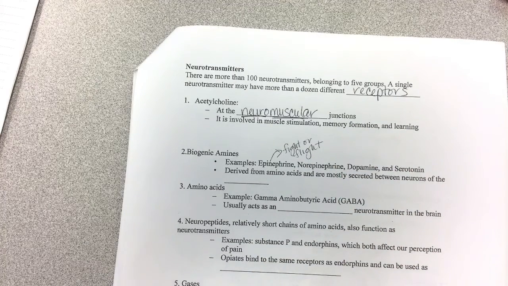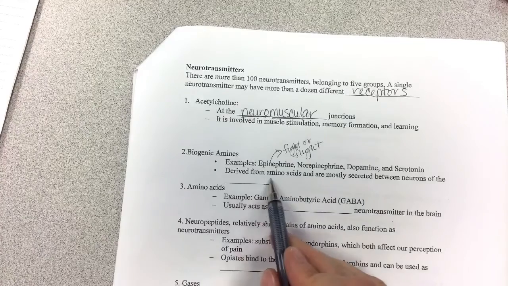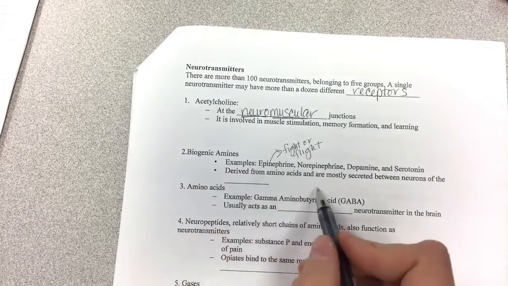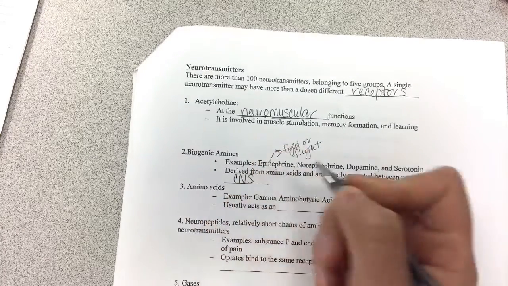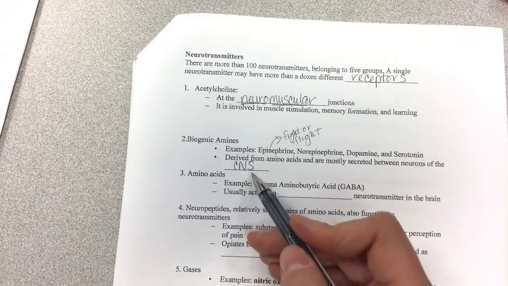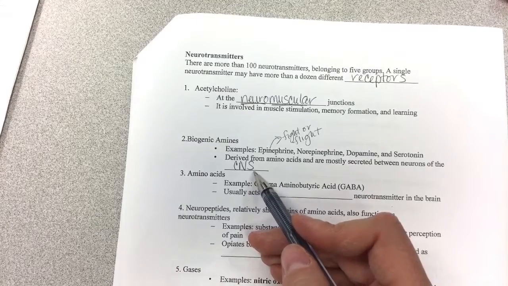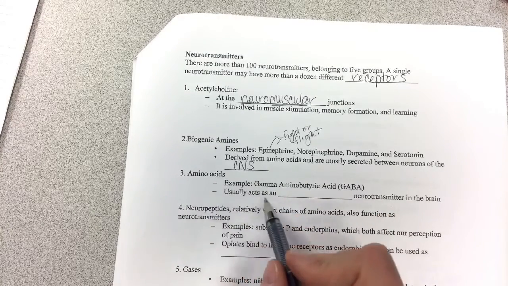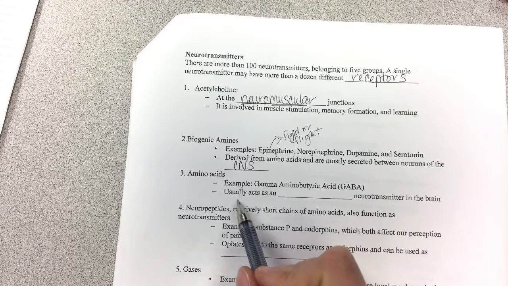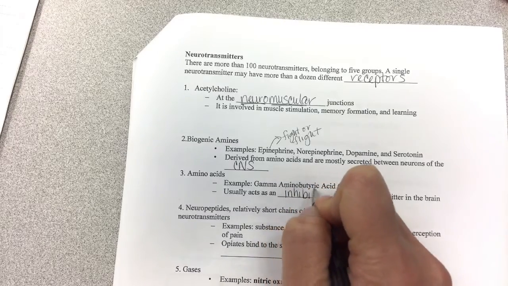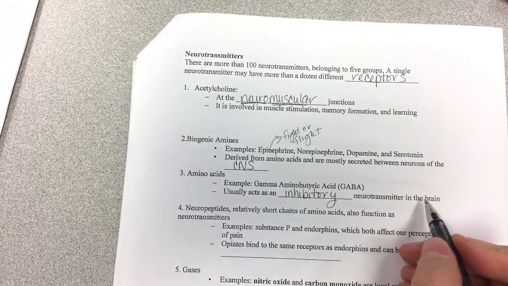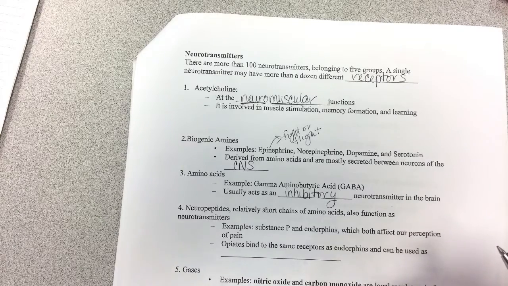And can be derived from amino acids and are mostly secreted between neurons of the central nervous system. So what is the central nervous system? Brain and spinal cord. There are some that are just amino acids, so GABA. This actually acts as an inhibitory neurotransmitter in the brain. So it inhibits and therefore doesn't allow a signal to be transmitted. The other ones that we talked about were excitatory.